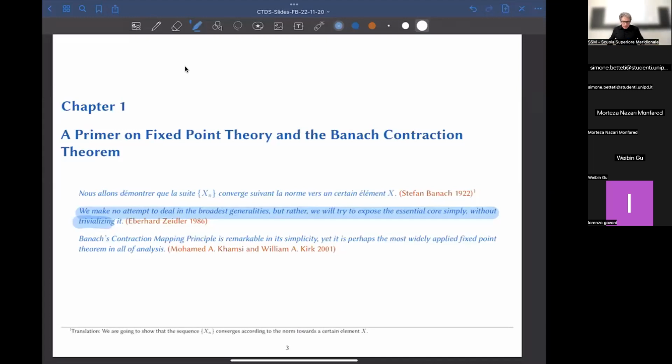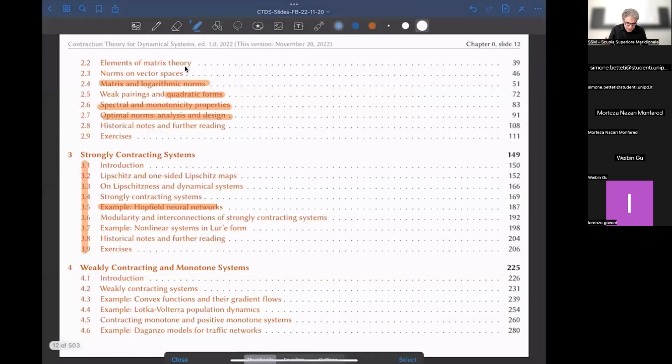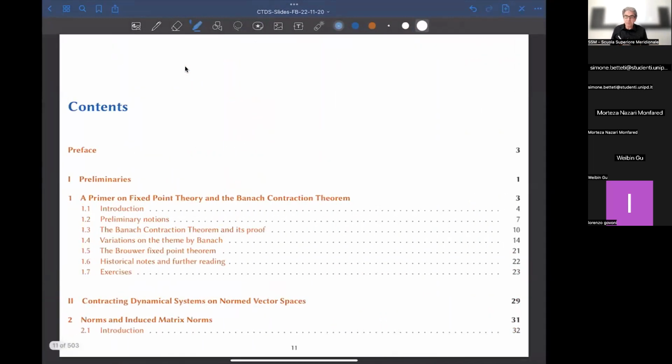Perfect. So let's go back to the next step, which happens to be the next chapter. It's a background chapter. And the next topic is linear algebra, the linear algebra of contraction theory, if I may call it that way.